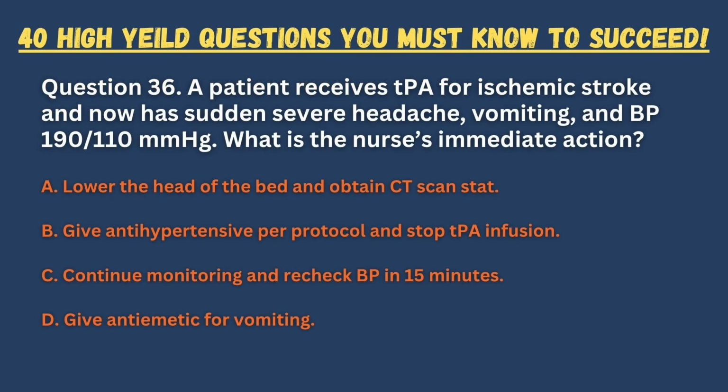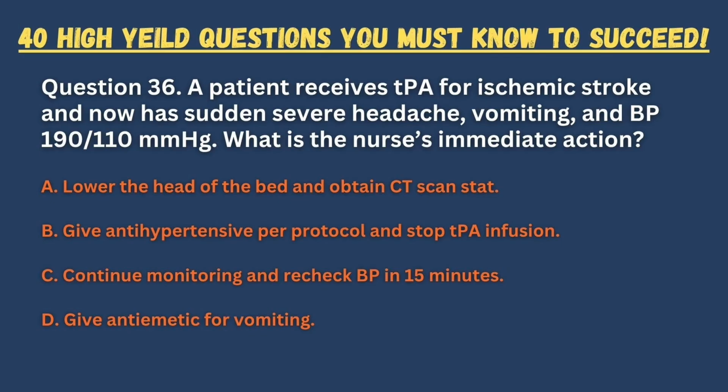Question 36. A patient receives TPA for ischemic stroke and now has sudden severe headache, vomiting, and BP 190 over 110 millimeters of mercury. What is the nurse's immediate action? A. Lower the head of the bed and obtain CT scan stat. B. Give antihypertensive per protocol and stop TPA infusion.